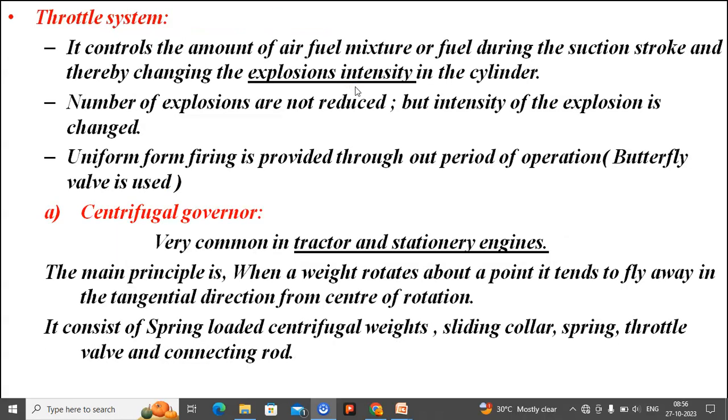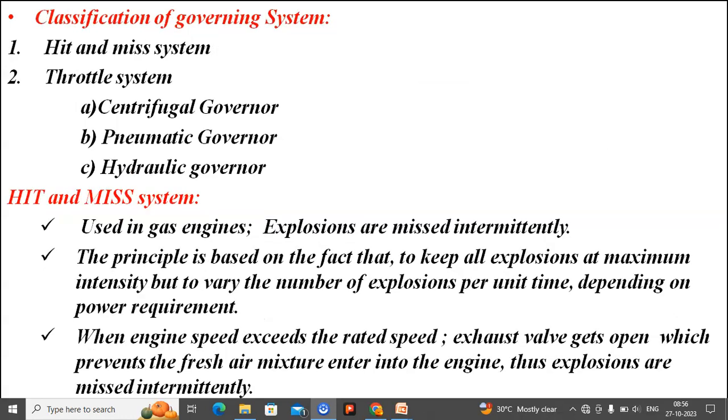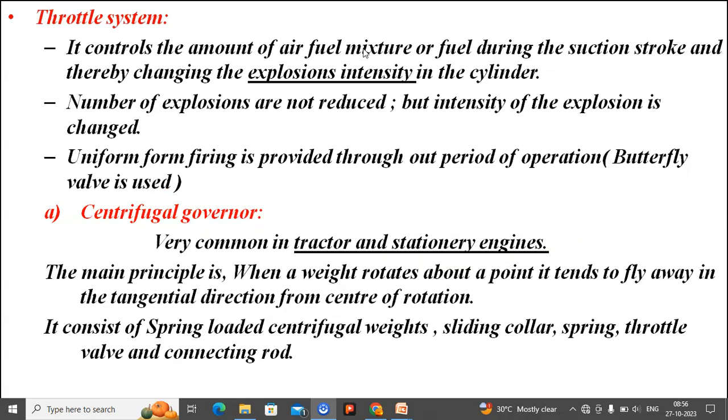Now the throttle system. Before that, in the hit and miss system, the explosions are only missed. But in the throttle system, the amount of air fuel mixture is reduced. It controls the air fuel mixture during the suction stroke and the explosion intensity in the cylinder. Basically, the number of explosions is not reduced, but the intensity of the explosion is changed. By changing the intensity, we can reduce the speed of the engine.